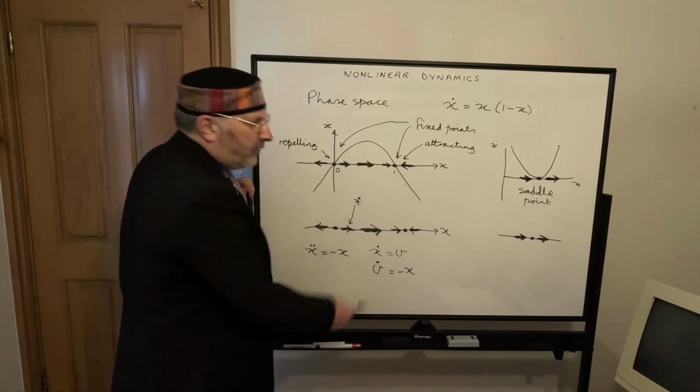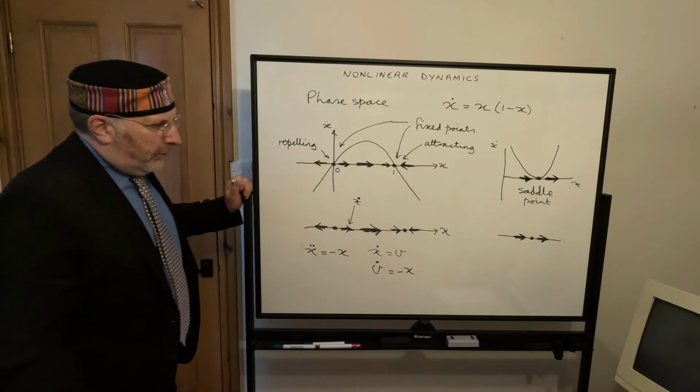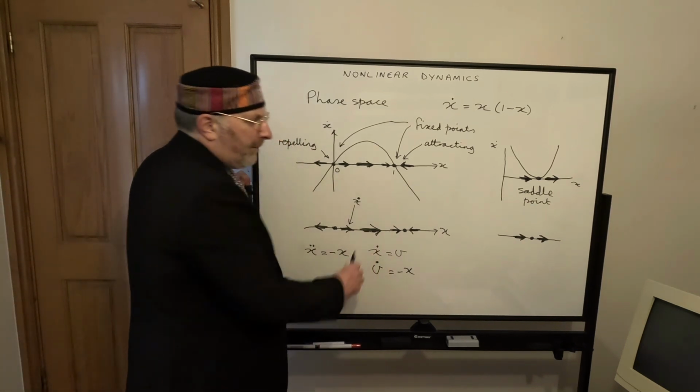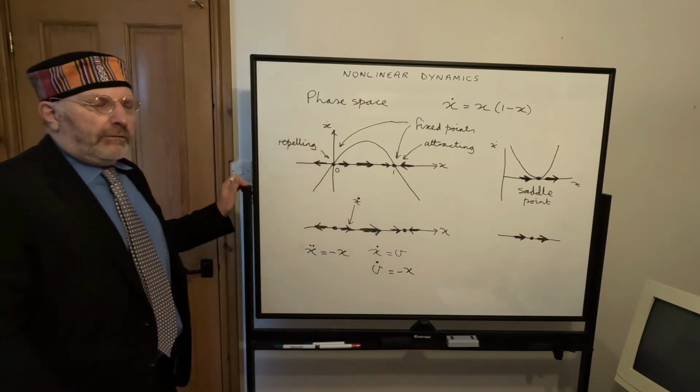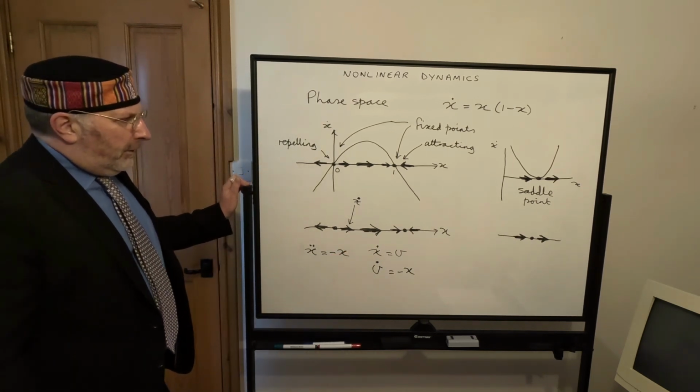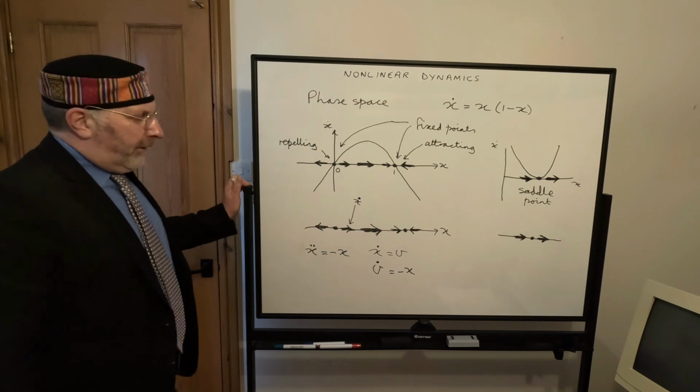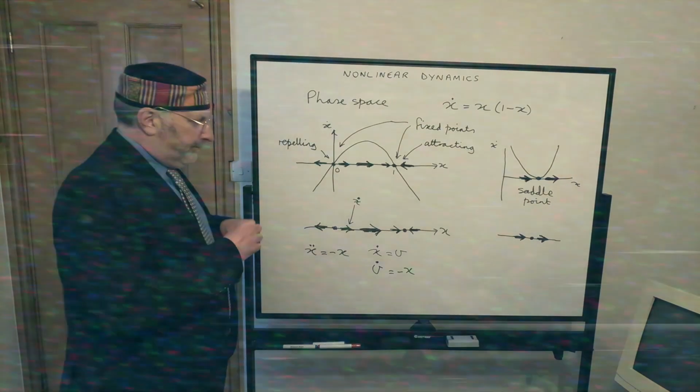But now we've got two equations. So we've got a two-dimensional system. So we're going to have a two-dimensional phase space. So that's what we'll consider next, two-dimensional phase spaces.